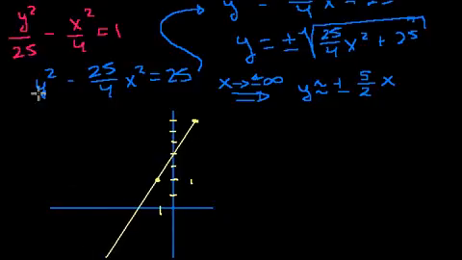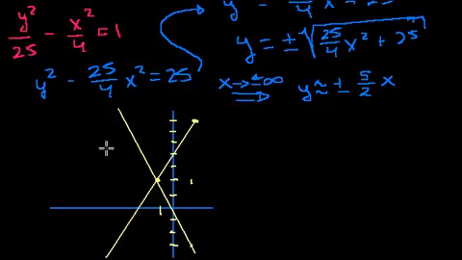And then the other asymptote has slope minus 5 over 2. So for every 2 we go over to the right, we go down 5: 1, 2, 3, 4, 5. So we end up right about there. And that line would look like that. Good enough. So those are the two asymptotes, and they go on forever in those directions.